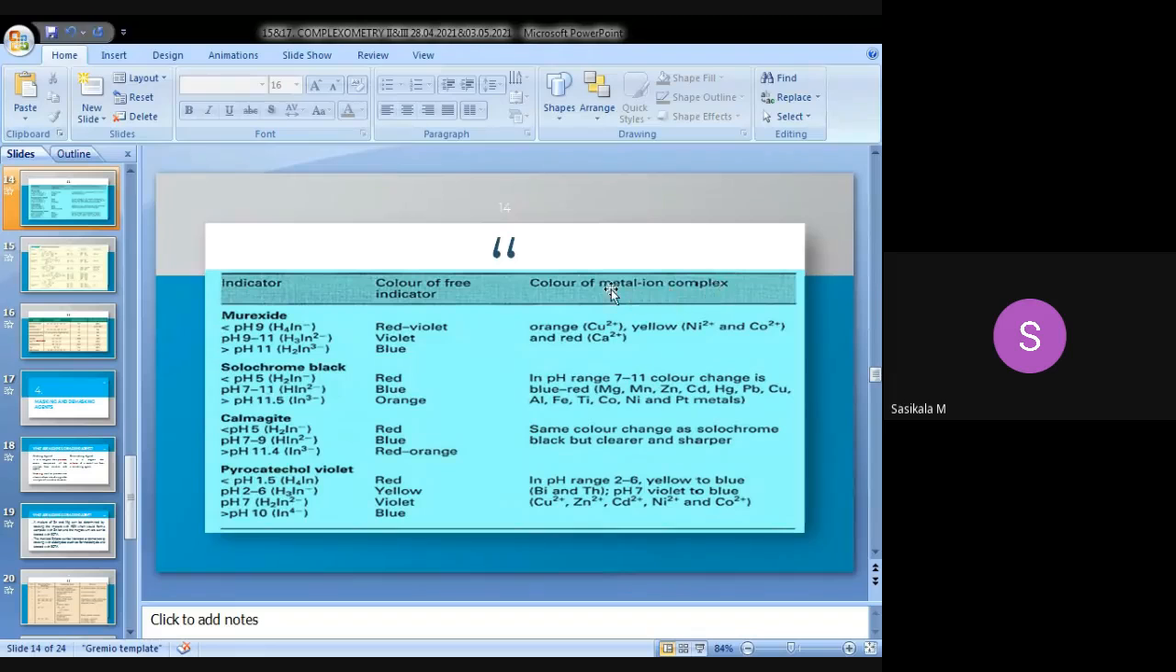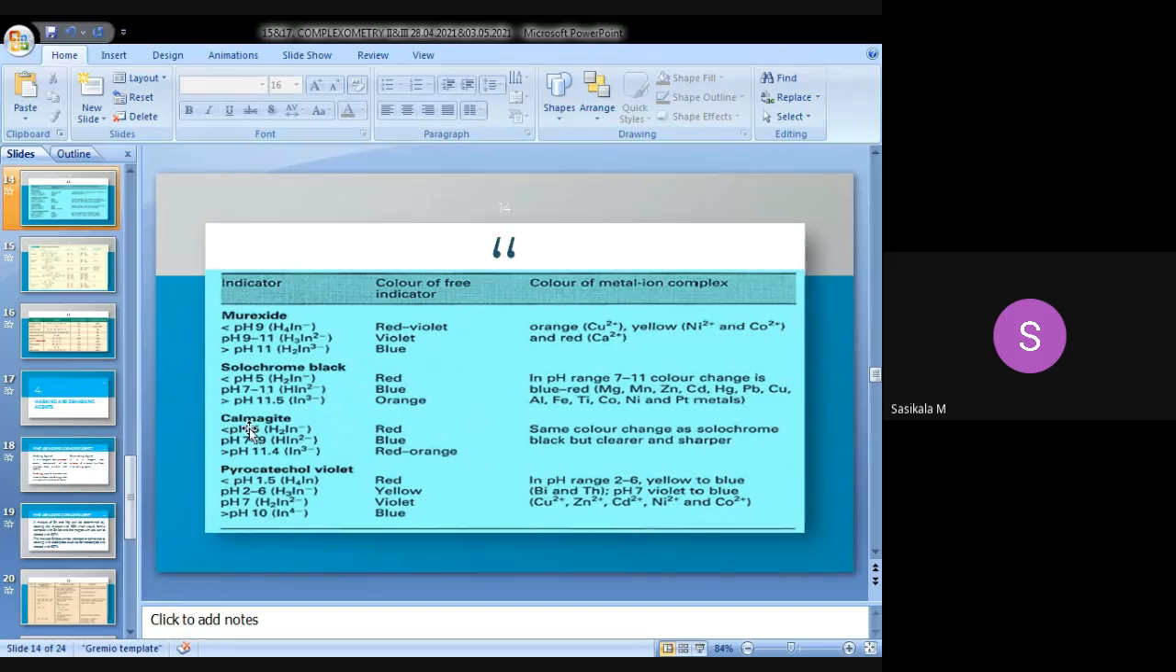Color of the metal ion complex: murexide gives an orange color with copper ion, yellow with nickel and cobalt ion, and red color with calcium ion. Likewise, solochrome black in pH from 7 to 11 changes color from blue to red. Blue is the color of the free indicator, whereas red is the color of the metal ion complex.